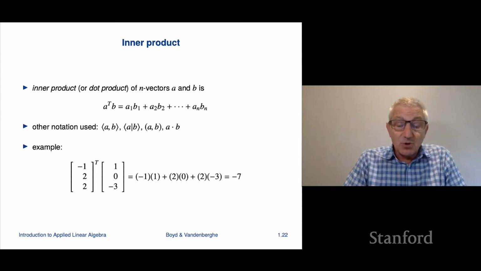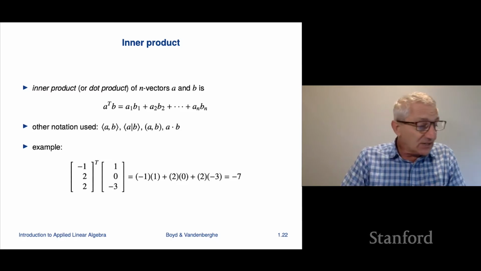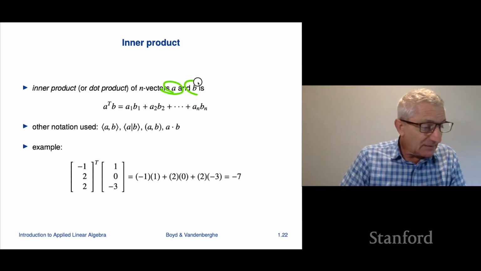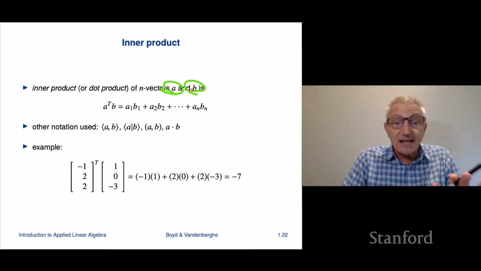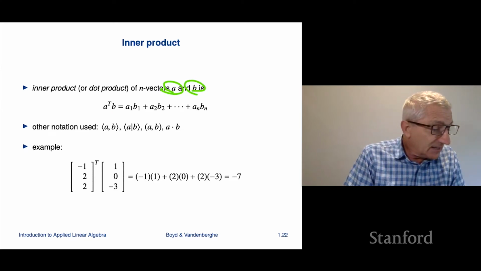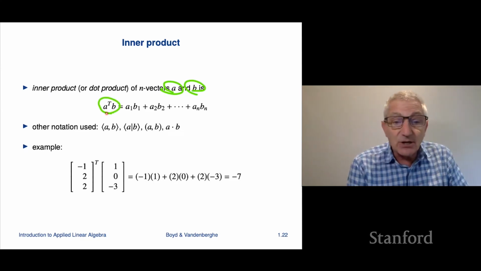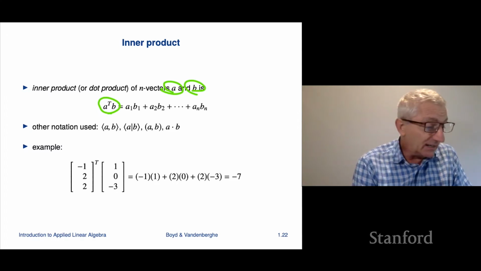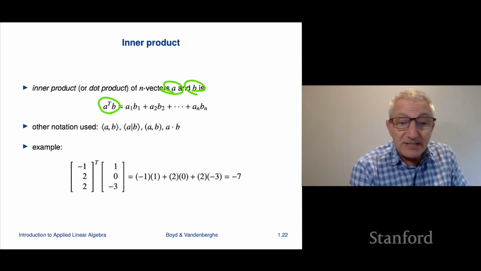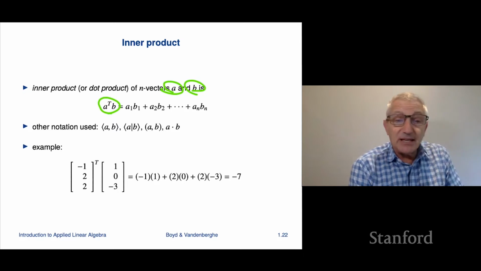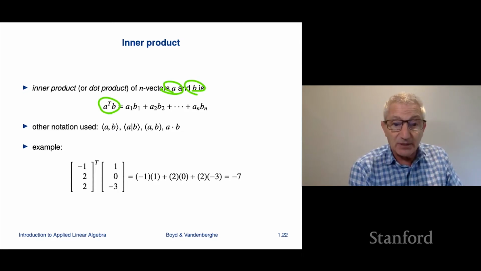In physics, some people call it the bracket between two vectors. But what it is, it's an operation that takes two vectors. It takes A and B, two vectors. They have to be of exactly the same size. And the inner product has a weird notation that we're going to understand later in the course. It looks like A with a superscript T and then a B. And as I said, later this notation will become clear as to what it means.